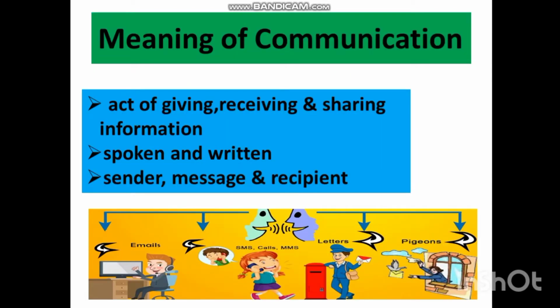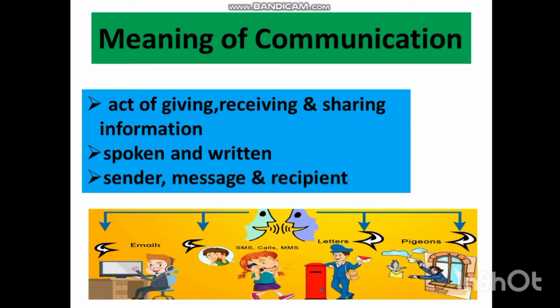Communication is the act of giving, receiving and sharing information with others. People communicate through languages, both spoken and written. Spoken languages include conversations and speeches. Written language includes books, newspapers, emails, etc.